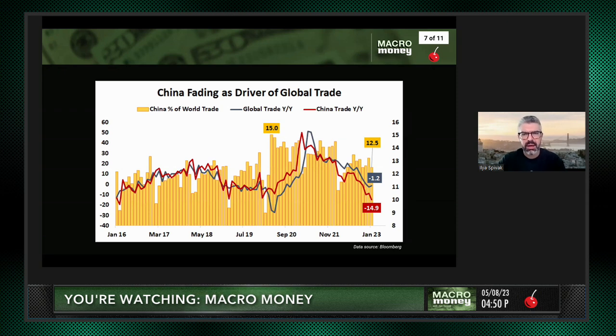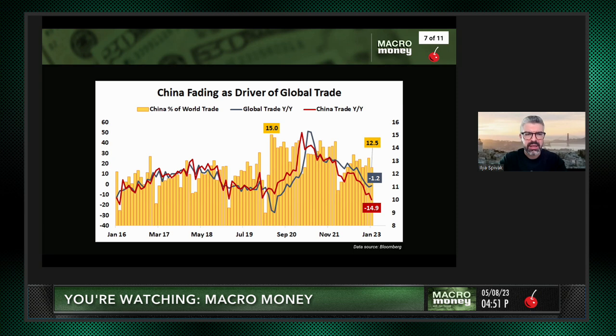This gives us yet another perspective on this. What we see here is that global trade as a whole is shrinking, but global trade with China is shrinking much faster. The blue line here is total global exports and imports, and then we're looking at the year-on-year growth rate there. And same for China in isolation for the red line.